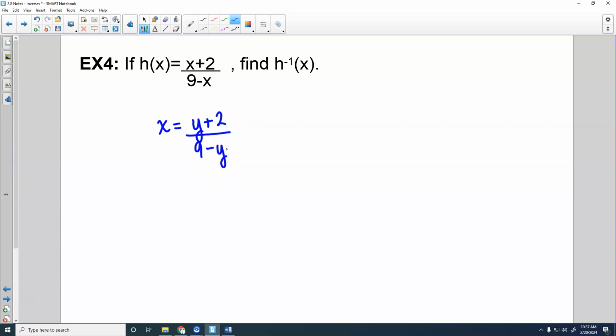And like Granger told us on the last problem, we can't solve for things when they're in the denominator. So we need to get rid of that 9 minus y that's in the denominator by multiplying both sides by 9 minus y. Make sure you got parentheses around it because you got to multiply that whole side by the 9 minus y, so you need parentheses. So over here on this left side, I would need to distribute that x. So I'll get 9x minus xy equals y plus 2.